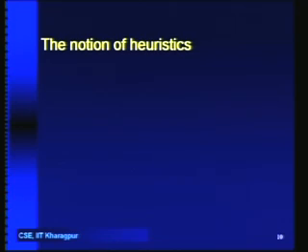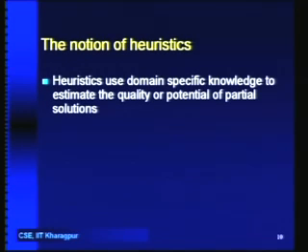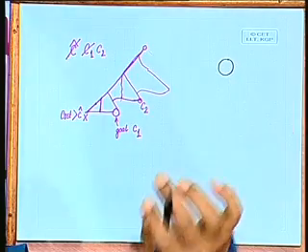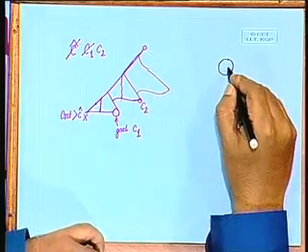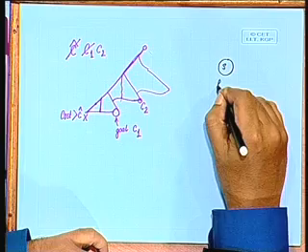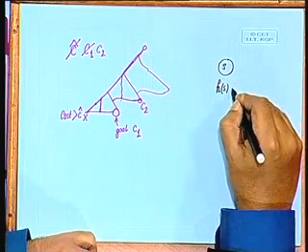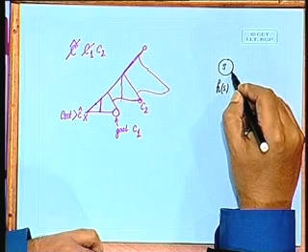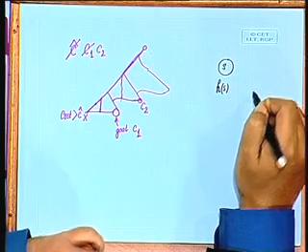Now, what is a heuristic function? Heuristics are domain specific knowledge to estimate the quality or potential of partial solutions. So, what we are expecting here is that when we are in a particular state of the state space, and suppose we know what the goals are that we want to reach, then the heuristic function at a state S will be a function, let us call it H(S). It is going to give us an estimate of the cost of going from S to a goal.